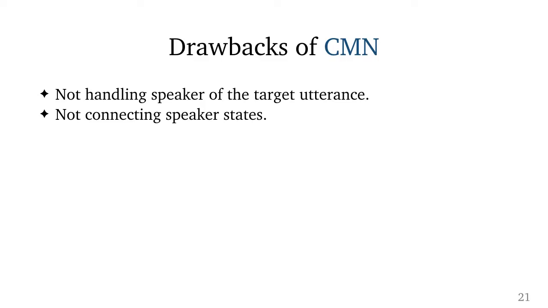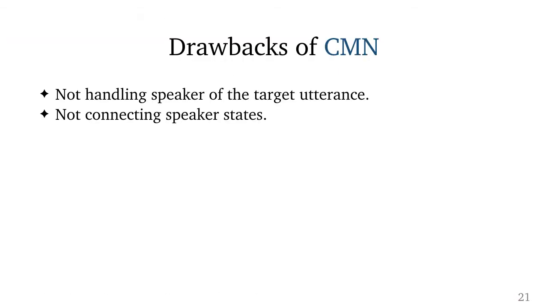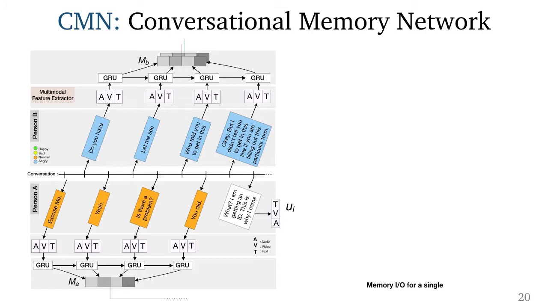What we said before is that there are three factors which influence conversational emotion recognition. The speaker of the sentence, the context of the sentence. We really account for the context of the sentence, but we are not handling the speaker of the utterance. So if you go back here and look at this, the speaker information is not attached to it. So this is a problem in that network.